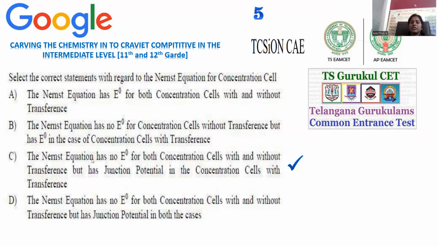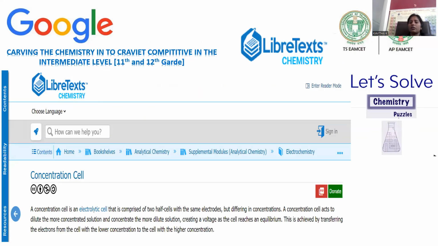Okay. The Nernst equation has no E naught for both the concentration cells with and without transference. Exactly correct. But has junction potential in the concentration cells with transference. We will explain about this one. The Nernst equation has no E naught for both concentration cells with and without transference, but has junction potential in both the cases. Right. This is also wrong. We have to explain why option C is the correct answer with respect to the Nernst equation for concentration cells. In order to explain that, first of all, we have to see what a concentration cell is.